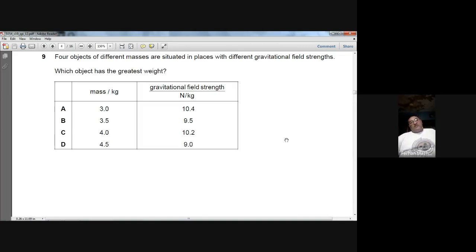40.5. So once you have calculated the weight for all the objects, the largest answer, or the greatest weight, is 40.8, which was object C. So object C has the greatest weight. So for question number 9, C is the option. Kindly do this calculation on paper, use your calculator, and it's very simple. So C is the option for question number 9. I hope you have understood it.